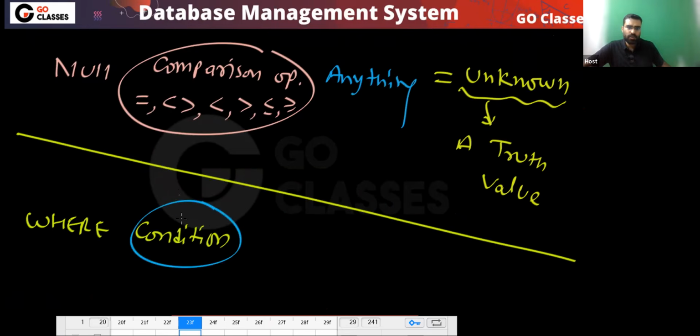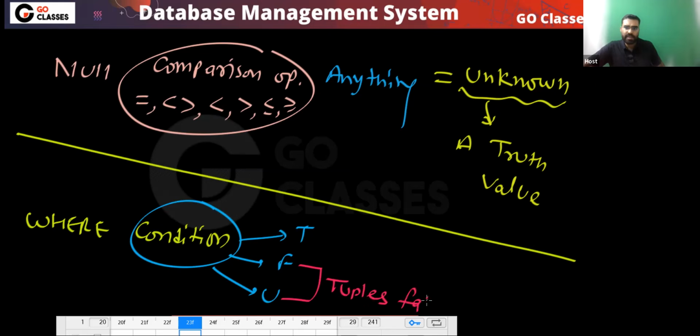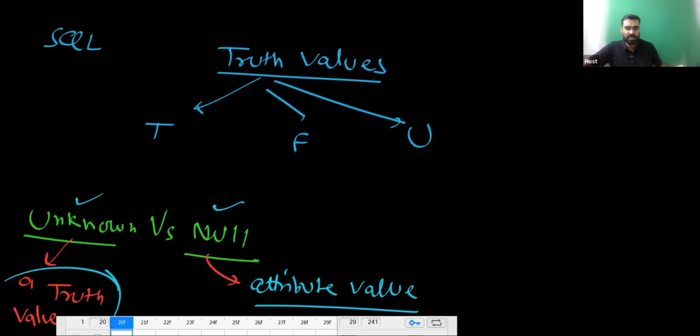this condition can be either true, or false, or unknown. In these two cases, we will say that the tuple fails. The tuple that you are checking will fail. And only for this case, the tuple will pass. Anyway, let's come back to this question.